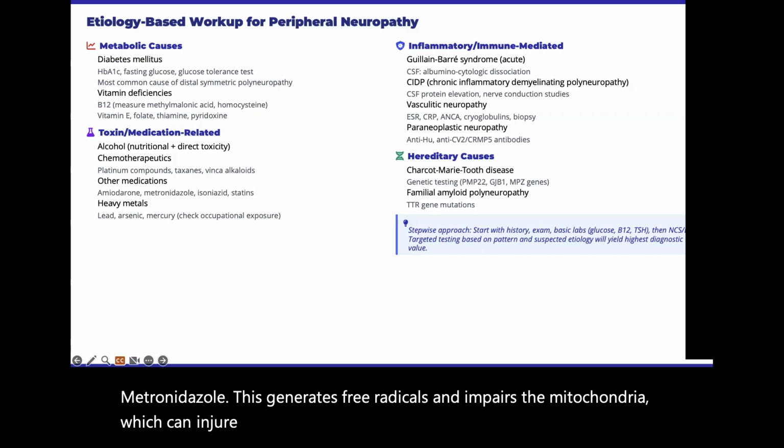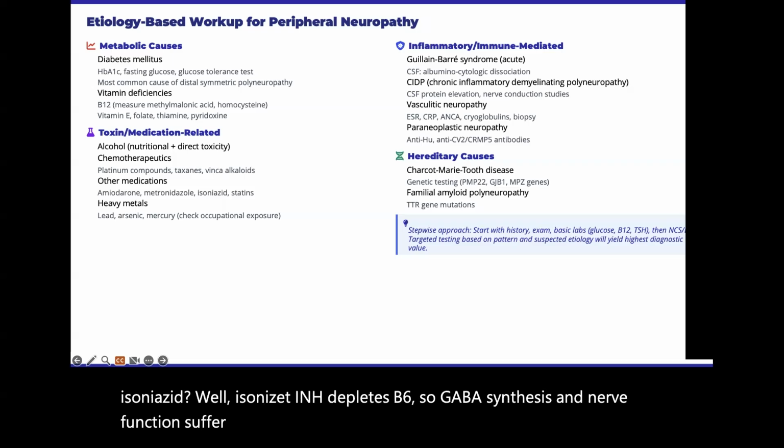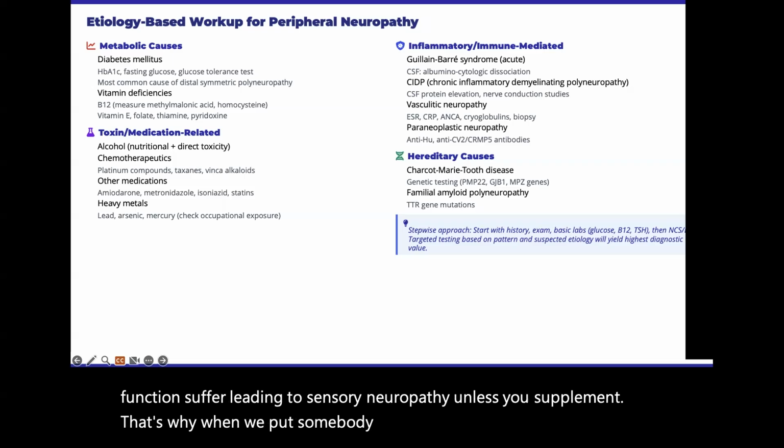What about TB treatment when we put them on isoniazid? Well, isoniazid, INH, depletes B6, so GABA synthesis and nerve function suffer, leading to sensory neuropathy. Unless you supplement. That's why when we put somebody on INH, we always put them on B6 with it.